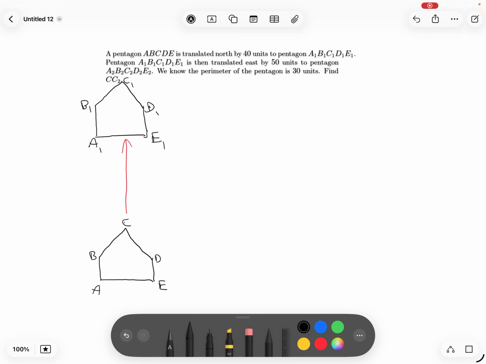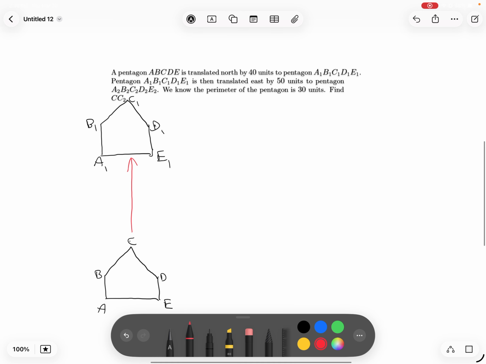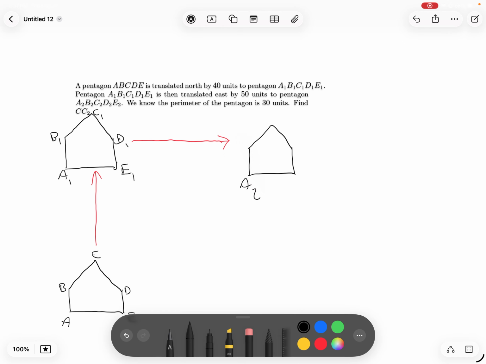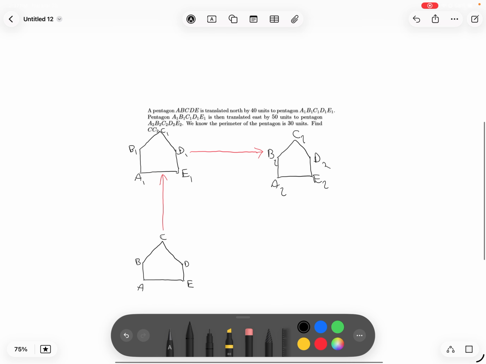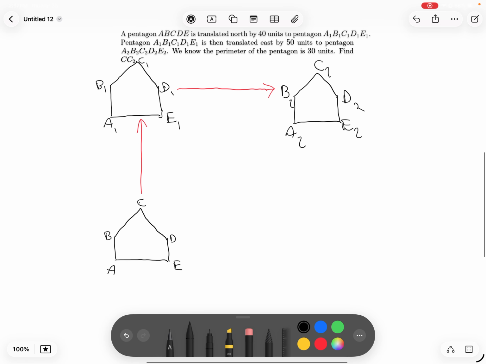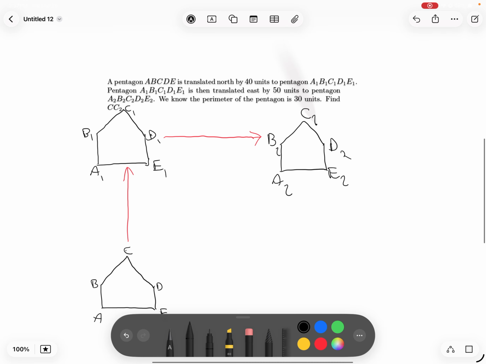Then they say it's translated east by 50 units. So we're going east now with this pentagon, and it's still the same exact shape, same side lengths, same everything. But now, of course, it's over here. And we have A2, B2, C2, D2, and E2. So we've got 3 different pentagons here, and they want to know the distance CC2.